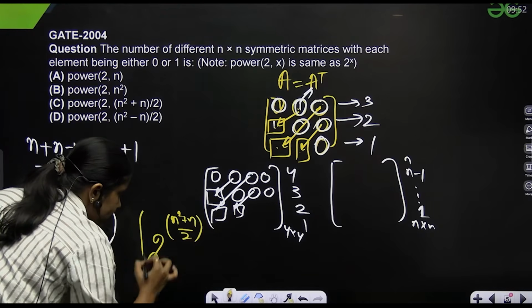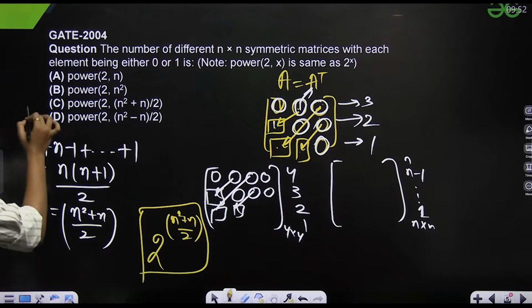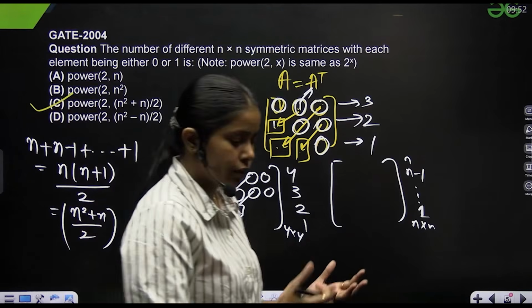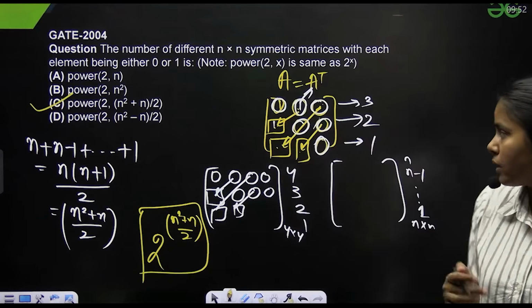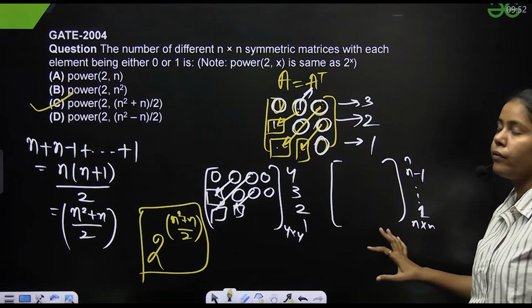That many possibilities we have, that many n cross n different symmetric matrices I have. So which option is true? Here option C is true. Right? So this type of questions you have to think about, they are not going to ask you the symmetric matrix question directly. So this kind of question they have used.